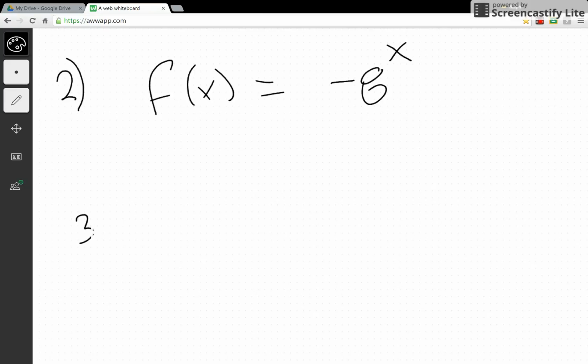Number 2 says which one of those is exponential? Exponentials have x's in the power, so the answer is C. And that's f of x equals negative 8 to the x. Number 3, which is a linear, and that's when the x is to a power of 1, so that is A, and that is f of x equals 5x plus 3.